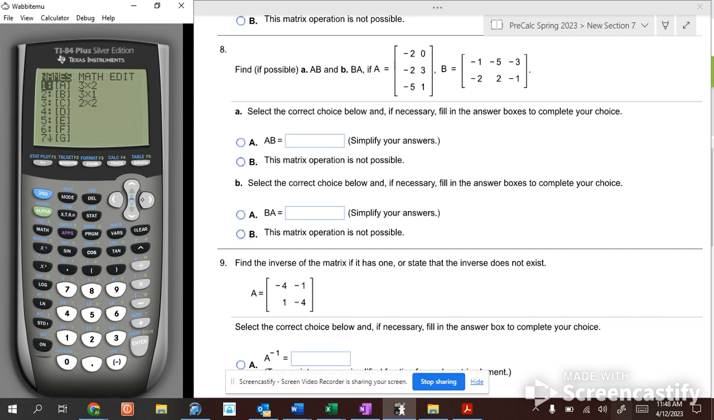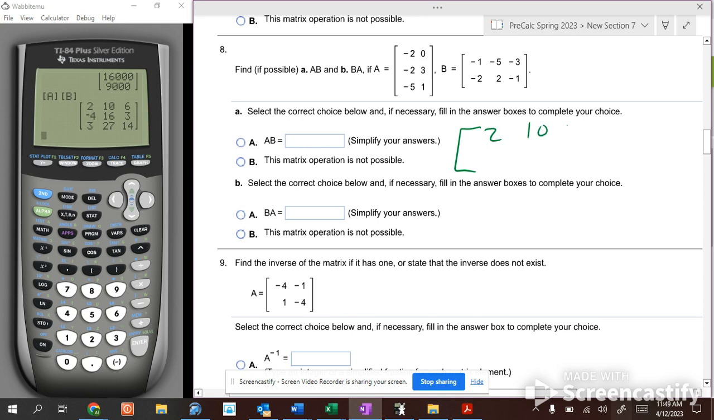And then go second matrix, edit the second one down. And that's a 2 by 3, which is negative 1, negative 5, negative 3, negative 2, 2, negative 1. And then if you go A times B, so if we quit out of here and go matrix, if we go matrix A, matrix B, that's A times B, I get an answer.